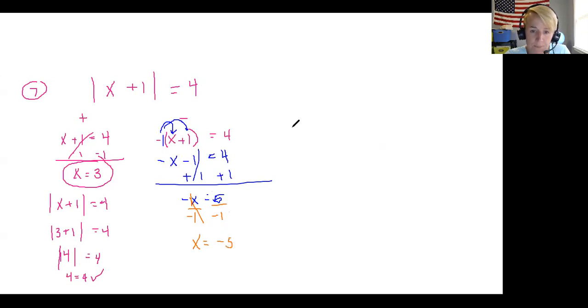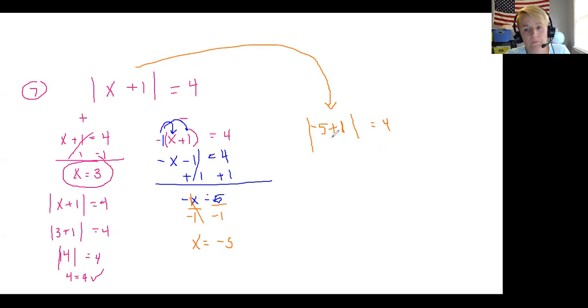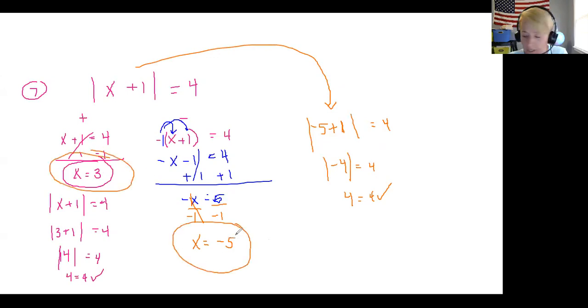And I need to check it by putting negative 5 in for x in my original problem. So here's my original problem. I'm just going to put a negative 5 in for my x. So a negative 5 plus 1 is going to be a negative 4, absolute value. And the absolute value of a negative 4 is a 4. So that indeed is true. So my answer for number 7 is x equals 3 and x equals negative 5. And that is how you do number 7.